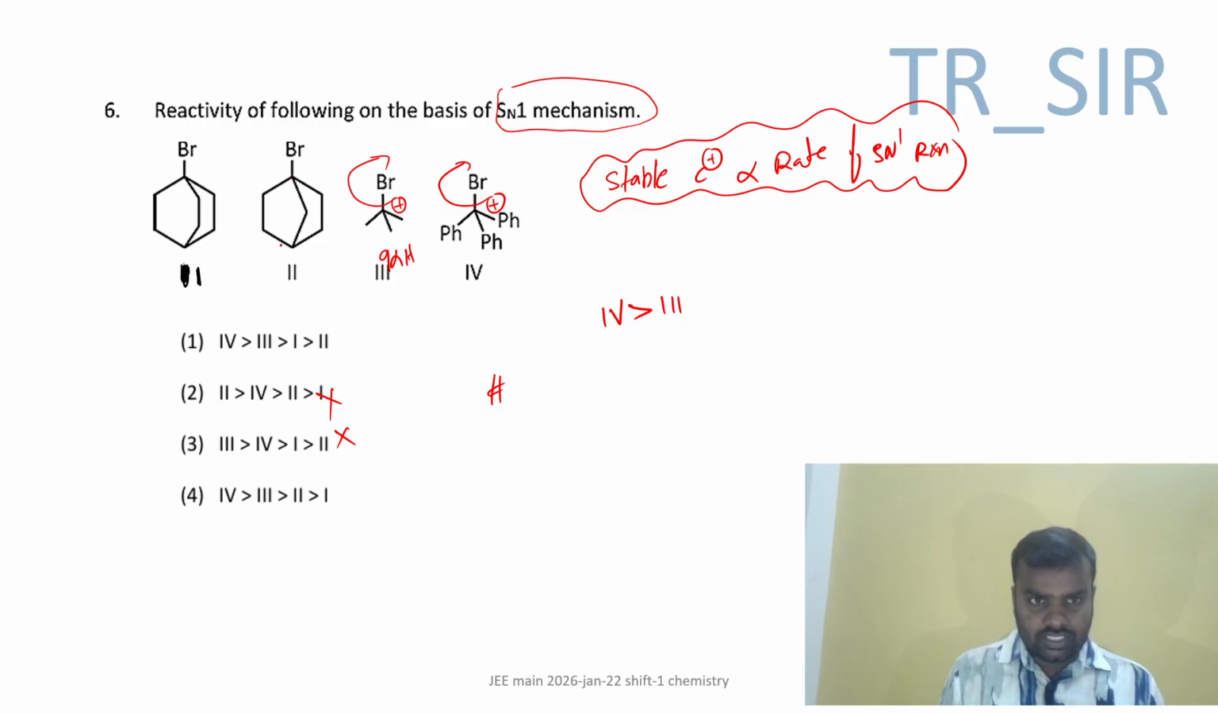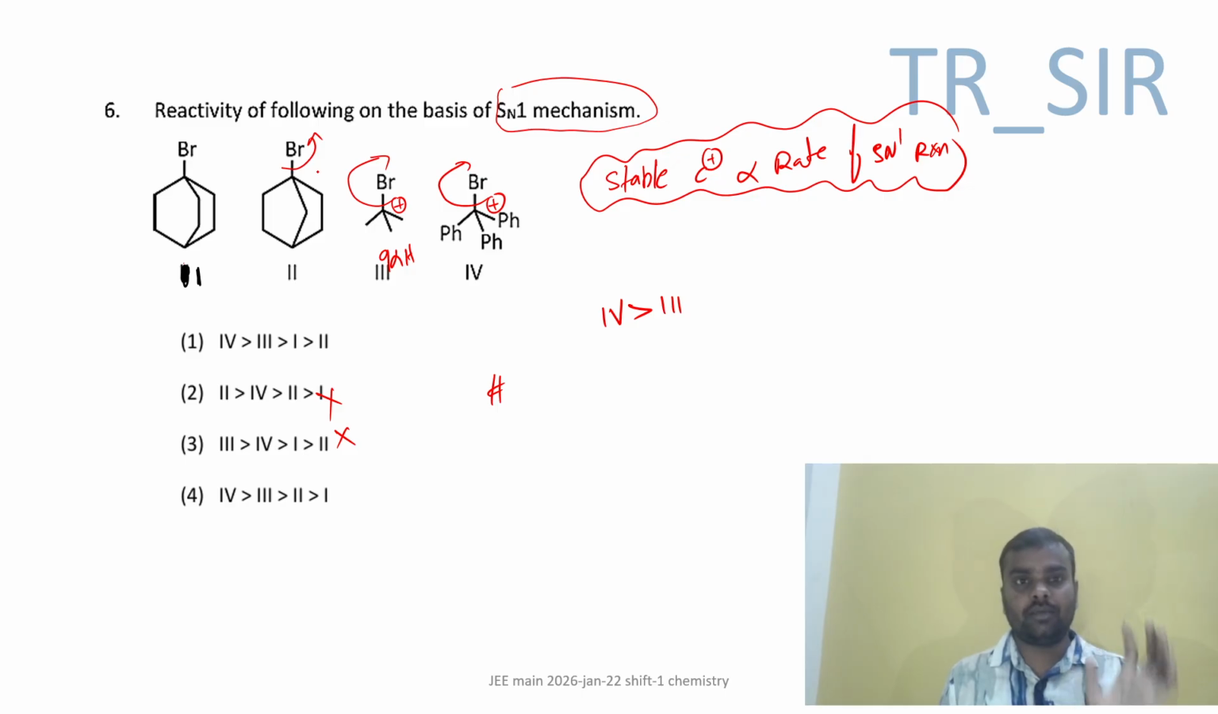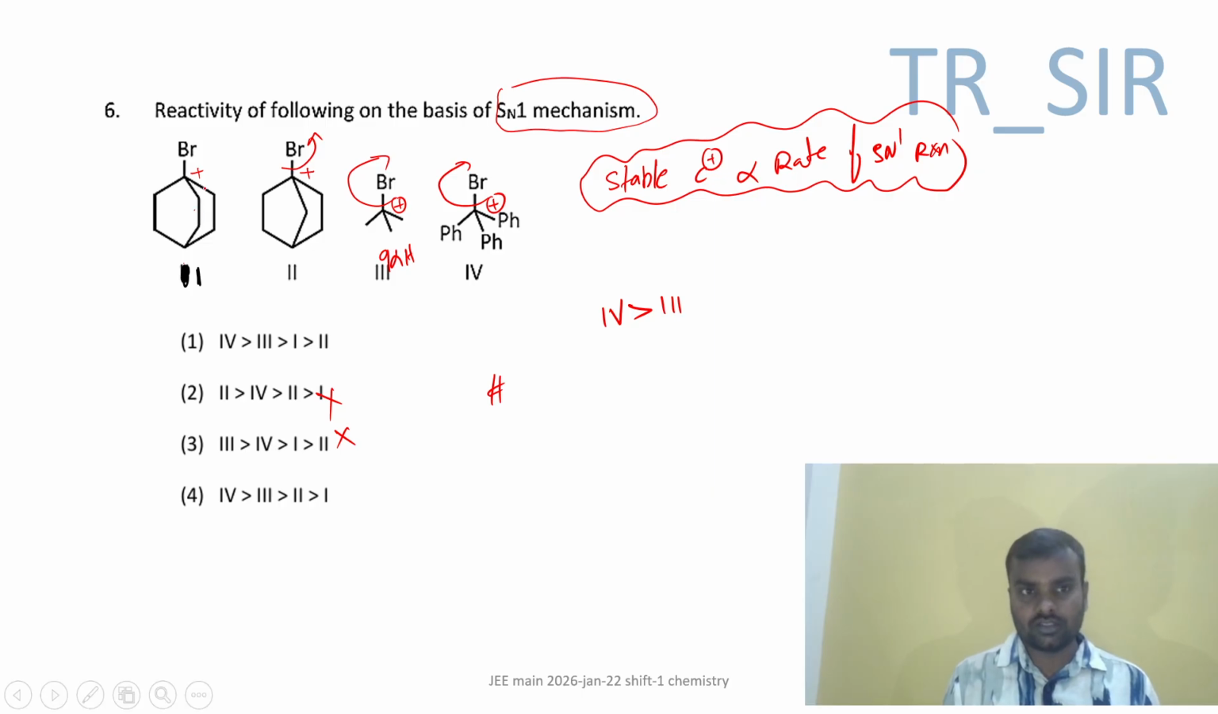This one will have more strain. Assume that a carbocation is formed in the case of Bredt's rule. Bredt's rule says that the bridgehead carbon should be sp3 hybridized, not sp2. Suppose the carbocation is forming here. Then this is more strained, because only one carbon is there in the bridge. Here two carbons are there, so there is less strain.